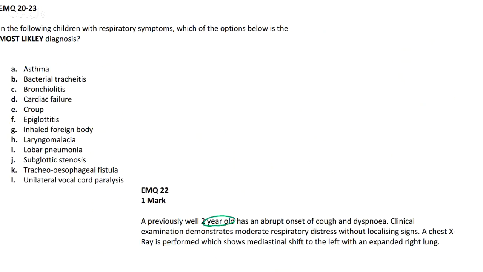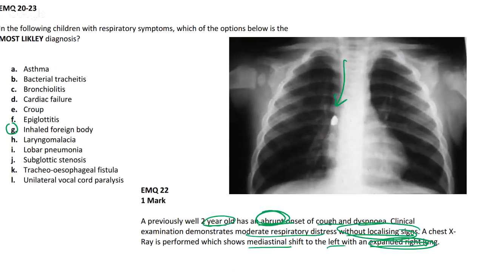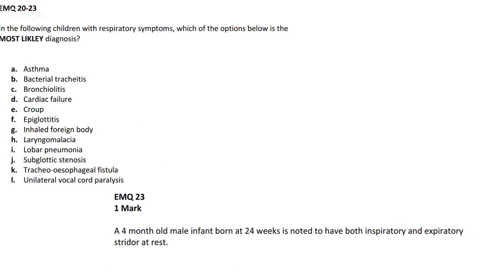So, 2-year-old boy, abrupt onset of cough and dyspnea, moderate respiratory distress without localizing signs. So he doesn't have cramps, he doesn't have any of those kinds of things. Mediastinal shift to the left with an expanded right lung. Inhaled foreign body. Remember, it always goes down the right main bronchus most of the time because it's more straight and shorter, which is why it goes down the right side. So you can see a foreign body there. That's not the actual picture, but I got a picture.